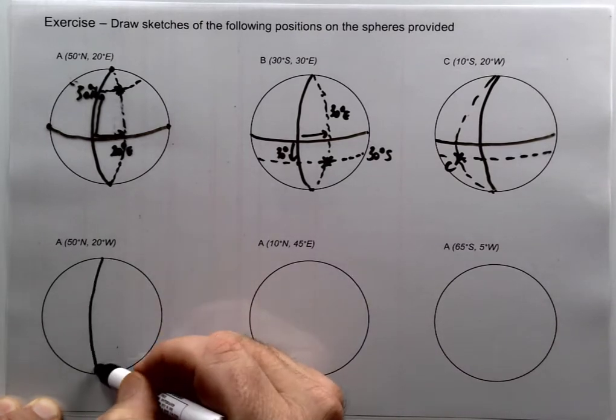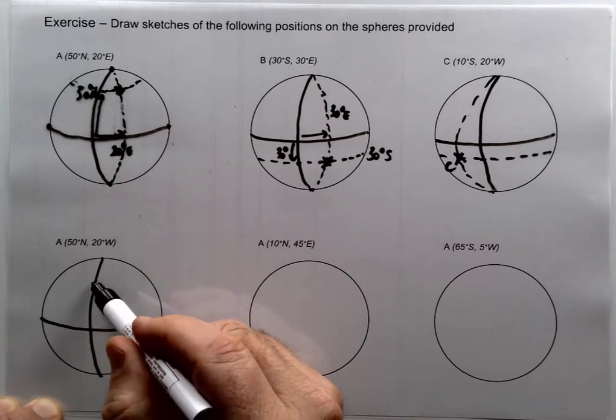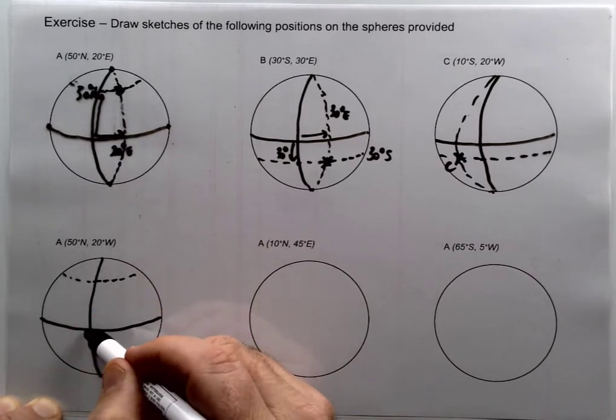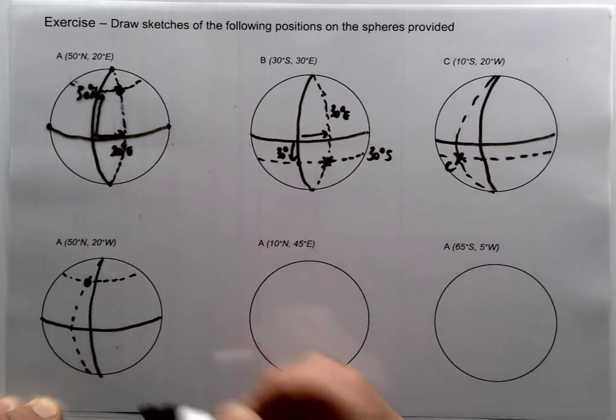Again, drawing our two baselines. This time we've got 50 degrees north, which is about there. Again, we've got 20 degrees west, which is about like so, about there.